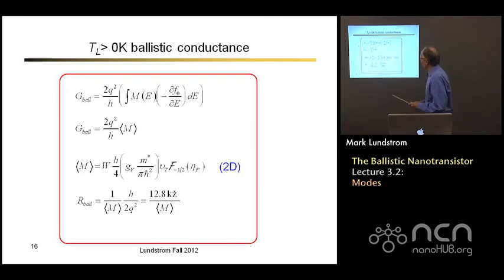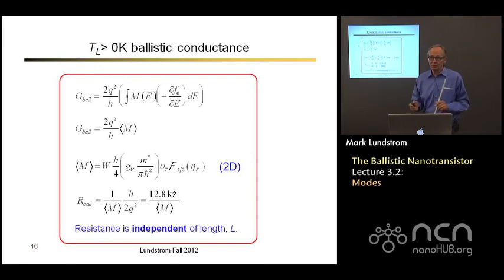If I want the resistance, then I just take 1 over the ballistic conductance, and I get the same sort of thing. 12.8 kiloohms divided now not by the number of channels at the Fermi energy, but by the number of channels in the Fermi window. Same kind of concept. Okay. Still, the resistance is independent of length because we're talking about ballistic conditions.